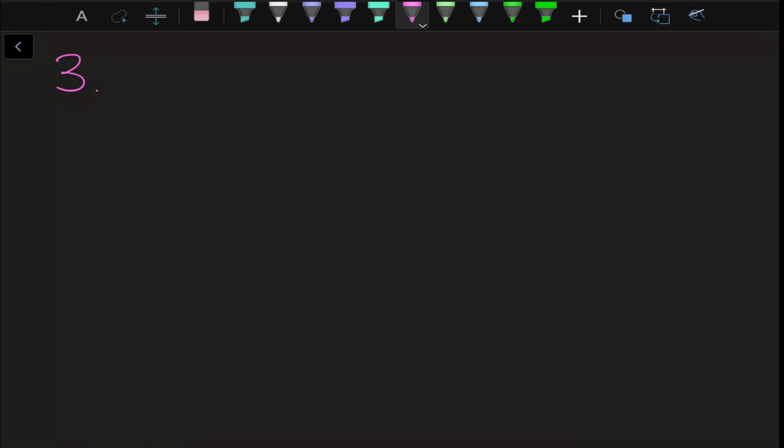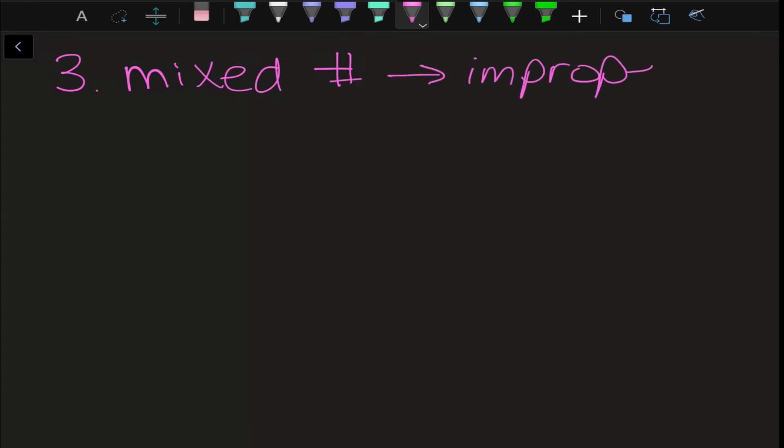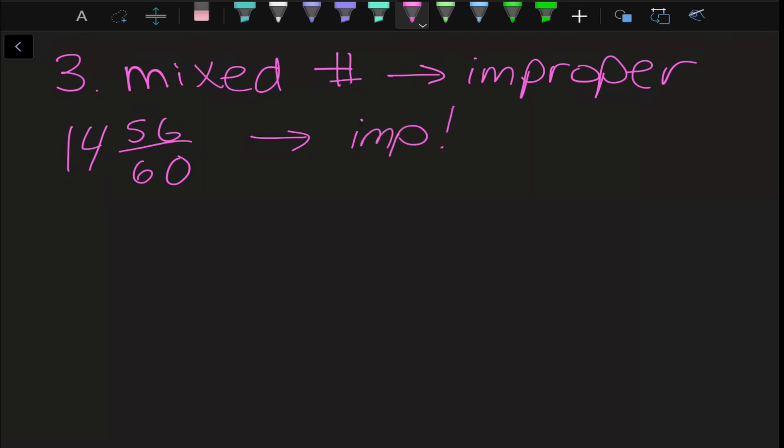Question 3. Mixed number to improper. Alrighty. So we're going to take 14 and 56 over 60, and I want it into an improper. So remember, got some multiplying, some adding happening up in here. Pretty straightforward, but we'll get right to it.